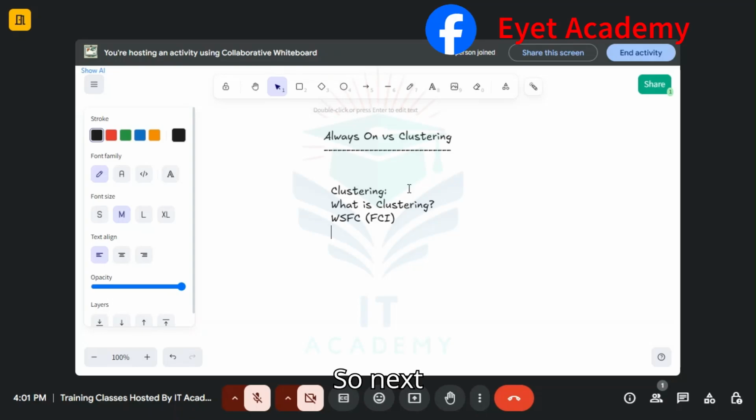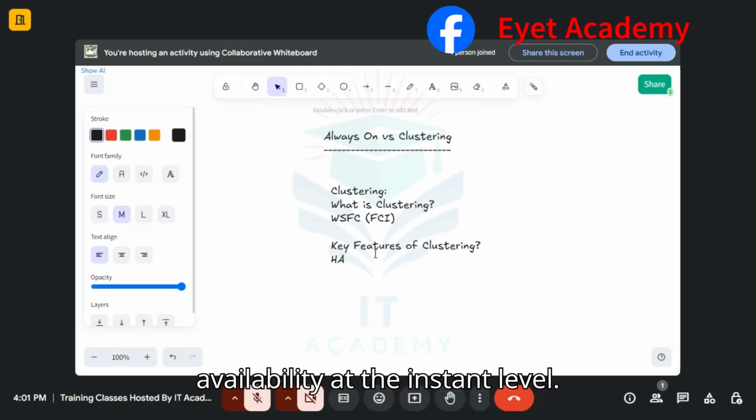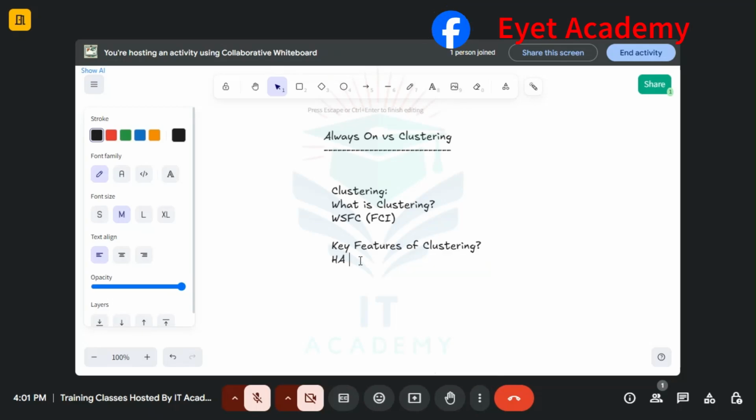So next, key features of clustering. It provides high availability at the instance level, not the database level.